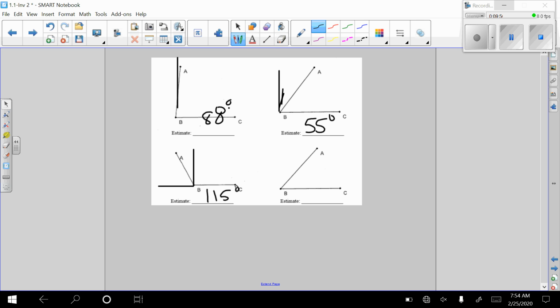And for the next one here, again, draw in your line for your benchmark. There's 90. Are you halfway? Are you more than halfway? I think I'm a little bit more than halfway, maybe not quite exactly. So maybe I'd say I'm around 50, maybe 52 degrees. Remember, these are estimations, so they're not exact.